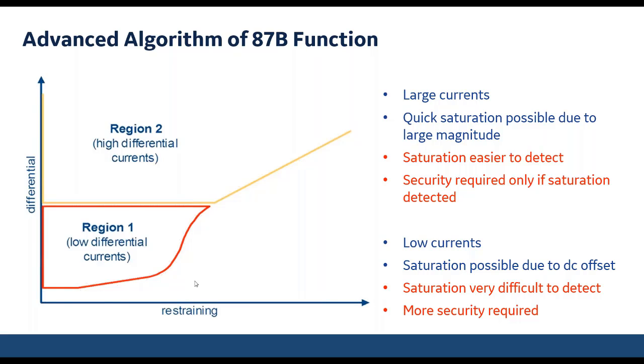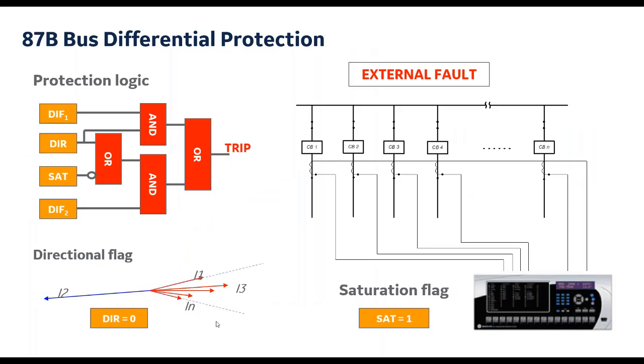In region 1, because my CT saturation might not be a whole lot, that might be very small depending on the DC offset, it's very difficult to detect saturation. So in addition to saturation, I'm going to look at something we call a directional flag. And the directional flag is basically, going back to Kirchhoff's current law, if it's an external fault, current in equals current out. That means at least one current should be about 180 degrees out from the other current, meaning current in and current out.